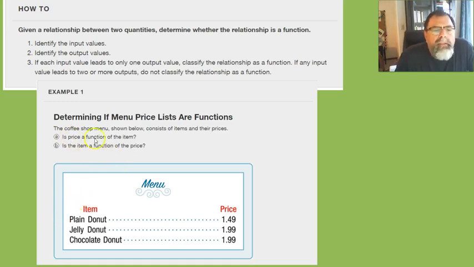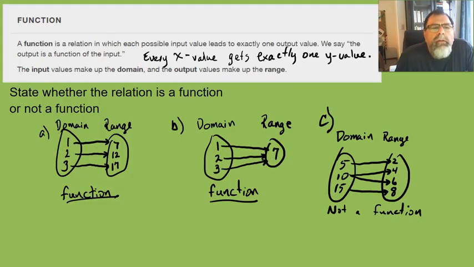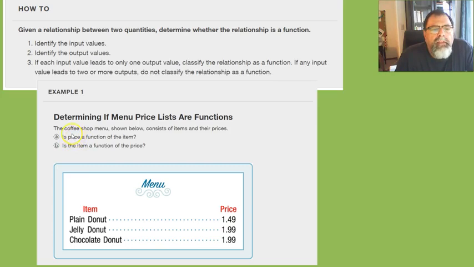Okay, so for A, is price a function of the item? I forgot to mention this when we went over the input here: we say the output is a function of the input. So whatever the y values are, we're going to say that y value is a function, if it's a function. So on this one, we're saying price is the output. Is price a function of the item?